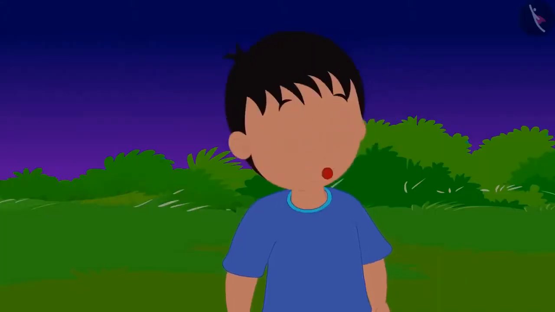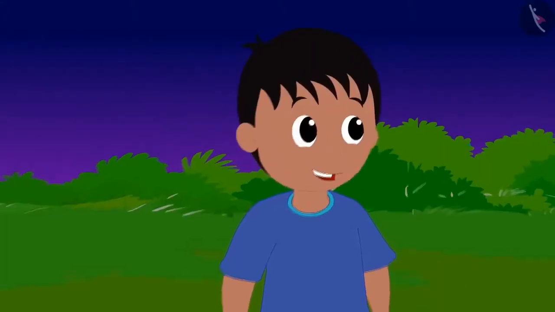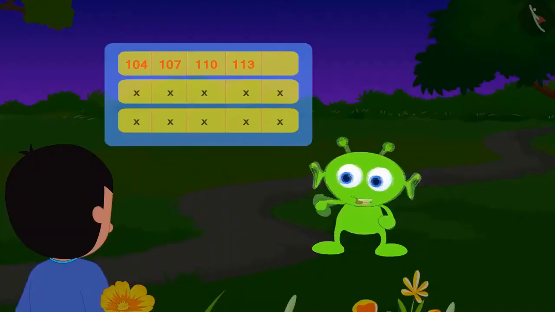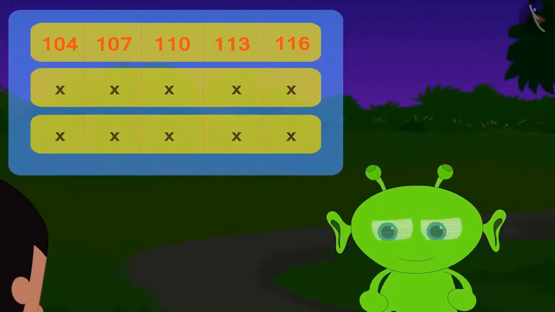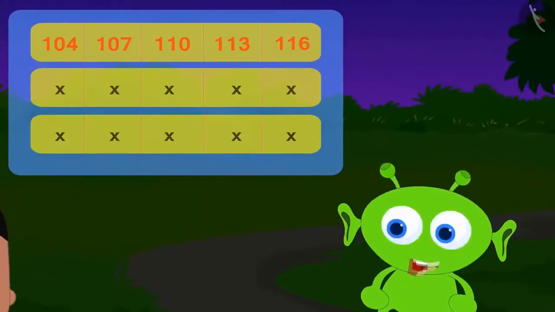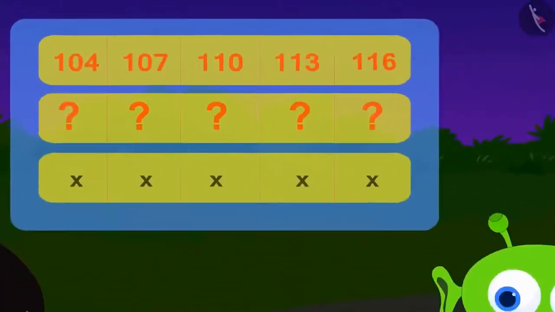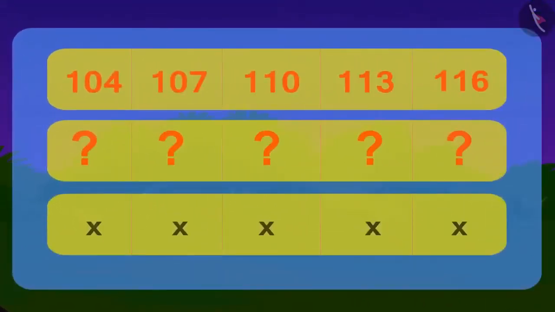116. The answer to your code is 116. This is the right answer. To save your friend, now you have to solve the next code. In the next video, we will see what the next code of the alien is.